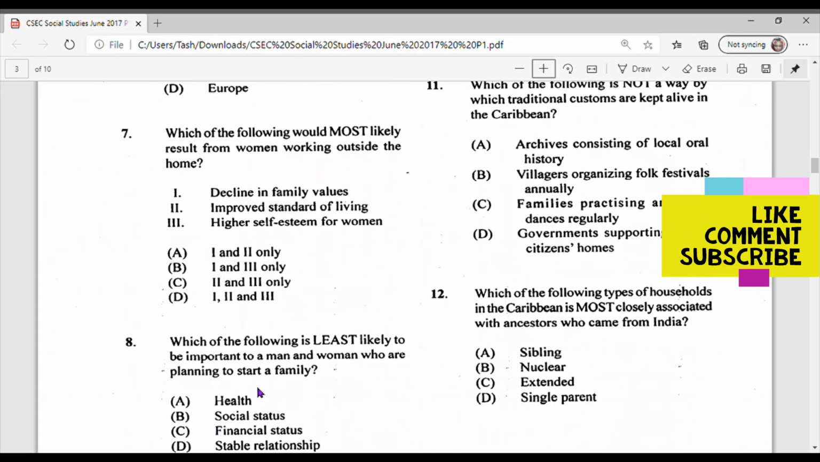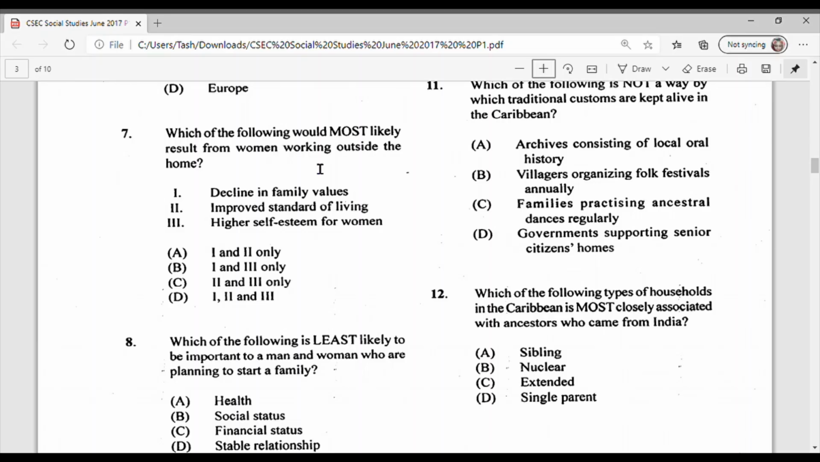Number 7, which of the following would most likely result from women working outside the home? That means you would have the mother out of the home and they are working. 1, decline in family values. 2, improved standard of living, certainly. 3, higher self-esteem for women. Once the woman is out working, they would have a higher self-esteem, they can buy their own stuff, they can do what they want to. So 3 is definitely in.